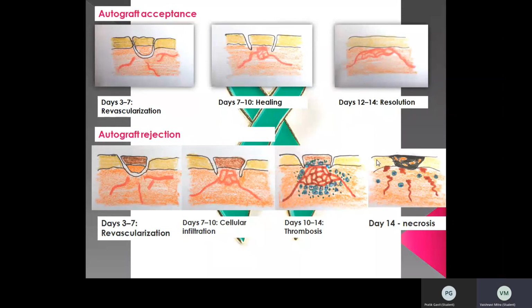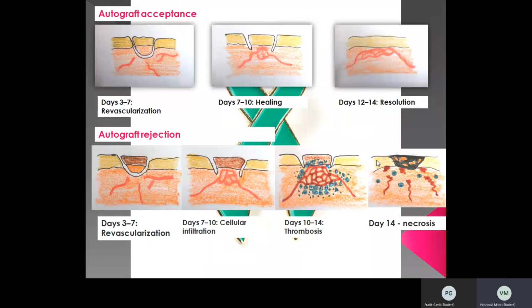In the second picture, day 7 to 10, the healing process is going on because now the recipient's body has accepted the graft into itself and is trying to heal it. Now, the third picture is from day 12 to 14, known as resolution, because we can see that the graft has been accepted by our body and it is resolved into the body as its own.